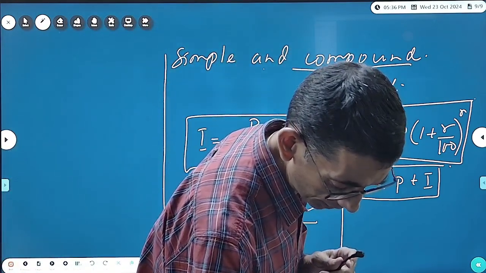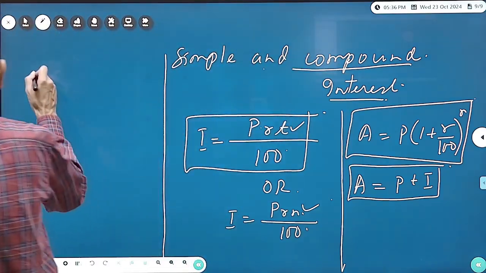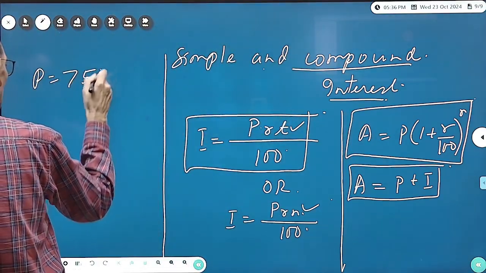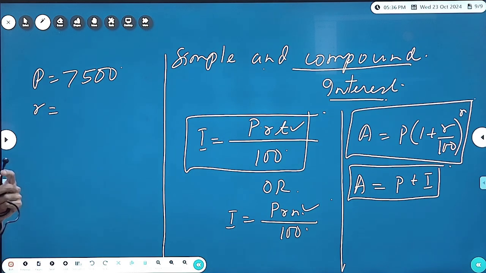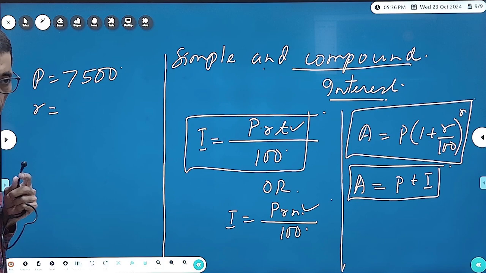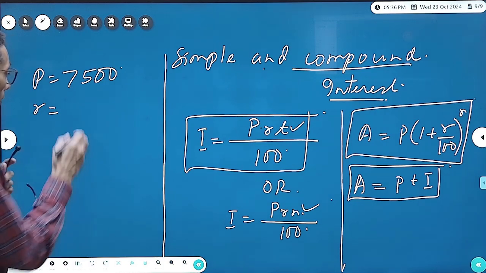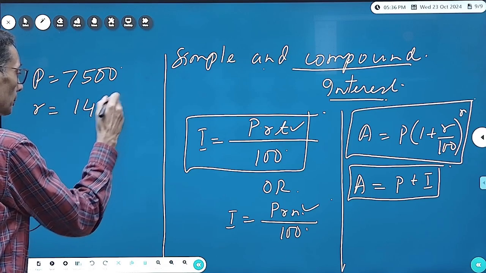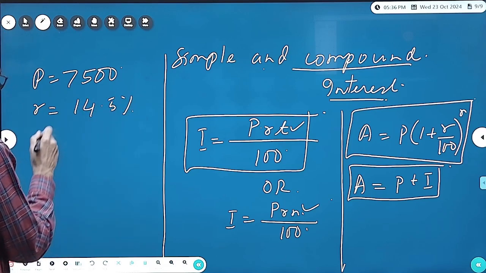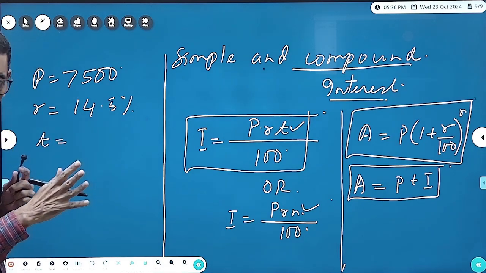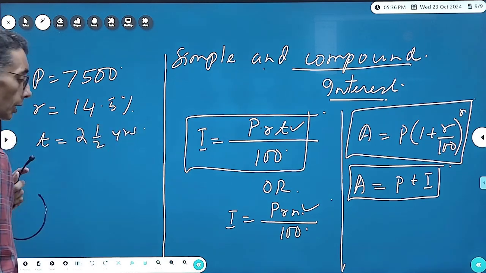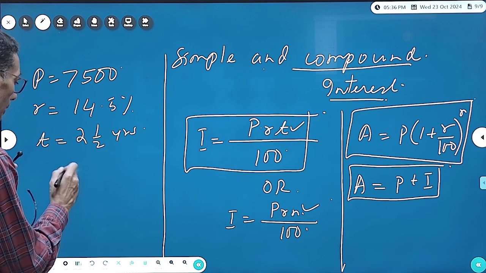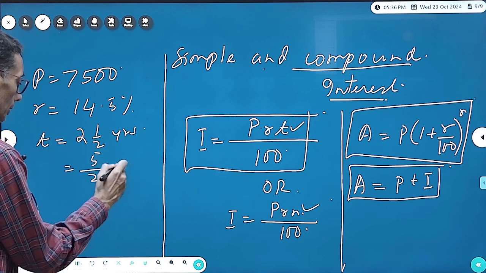Illustration 18. So what is the principal? 7500, right? What's the rate of interest? 14.5% rate of interest. And the time? 2.5 years. 2.5 years, or 2 and 1 by 2 years.